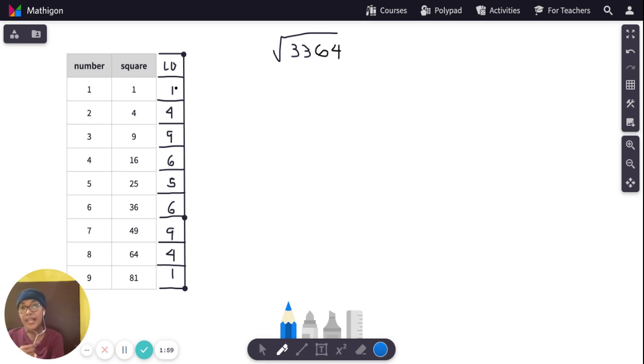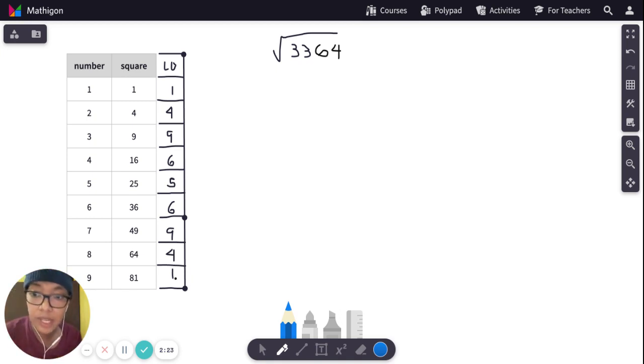So then we write the last digit of your square. So for example, last digit of 1, of course, isa lang siya 1. 4, 4, 9, 9. So last digit of 16 is 6. Last digit of 25 is 5. Last digit of 36 is 6. Last digit of 49 is 9. Last digit of 64 is 4. And last digit of 81 is 1.